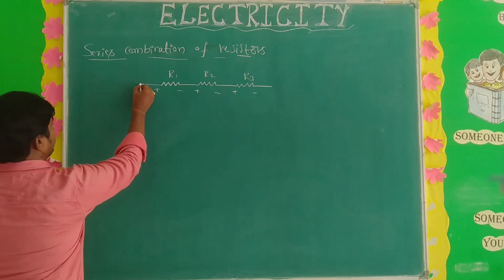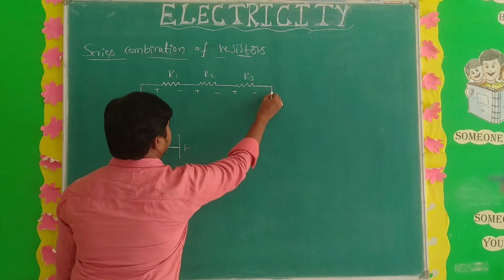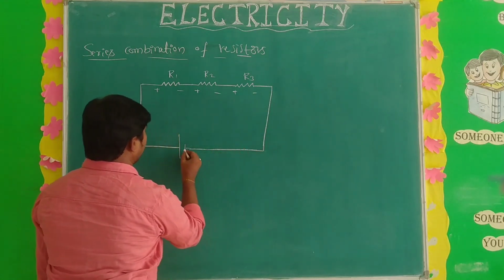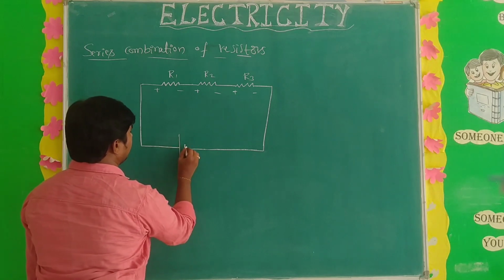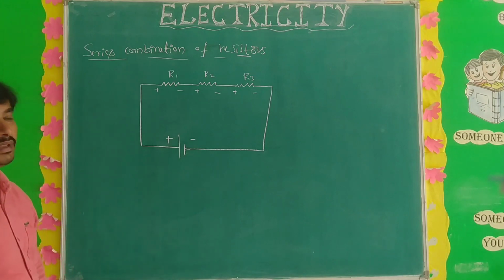And finally, you have to connect the last two ends with a battery. This is a battery. This battery has a positive side, the positive plate, and this one is the negative plate.